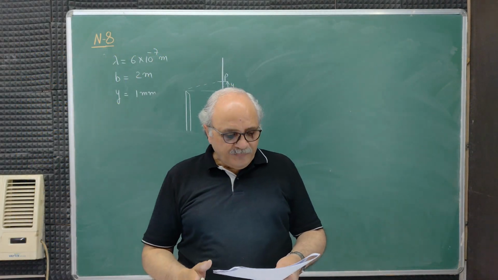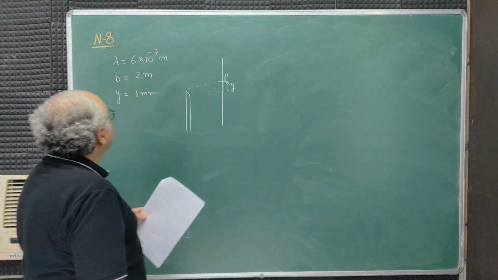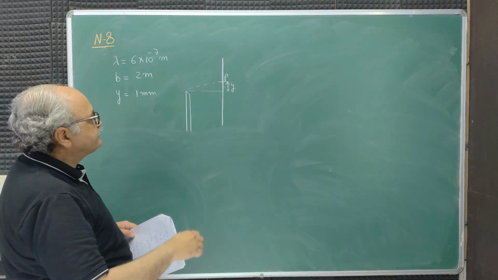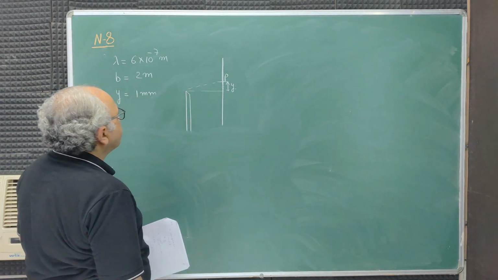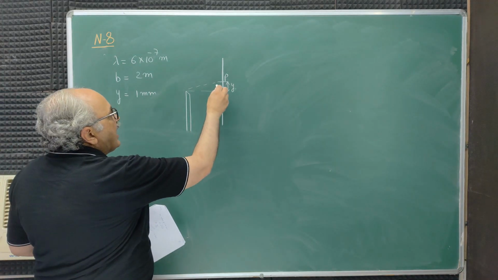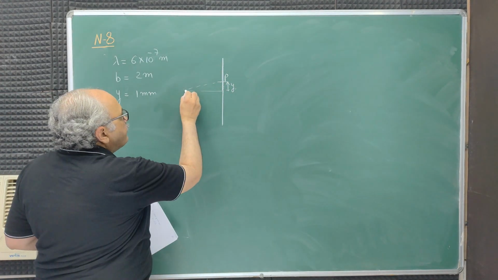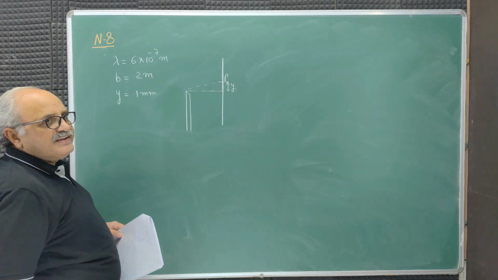Let's take the 8th question. It is given that the wavelength is 6 into 10 to the power minus 7 meter and the screen is placed at a distance of 2 meter, and we are asked to find out, in this Fresnel diffraction from this line, at a distance of 1 millimeter, what is the intensity.